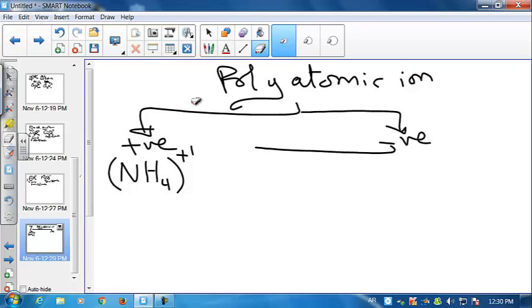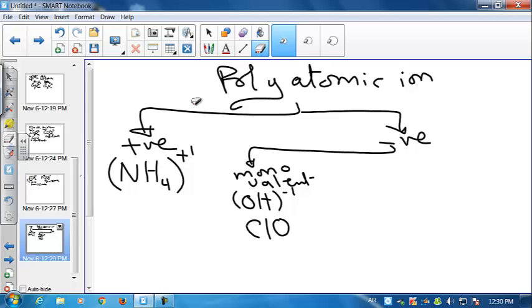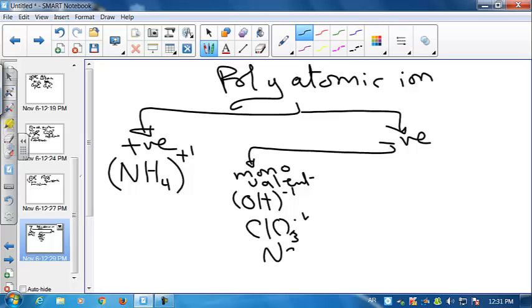The negative can be monovalent, meaning a charge of -1, like hydroxyl. This is called hydroxide. You have to memorize it. Like chlorate, -1. Like nitrate, NO3 -1.